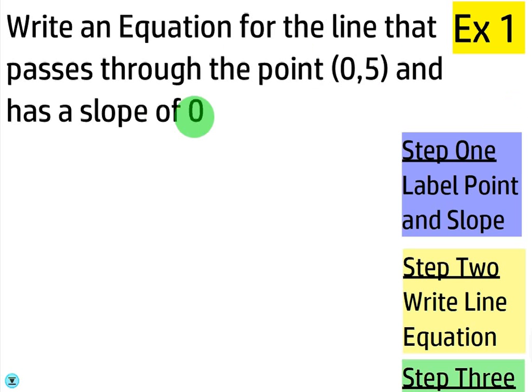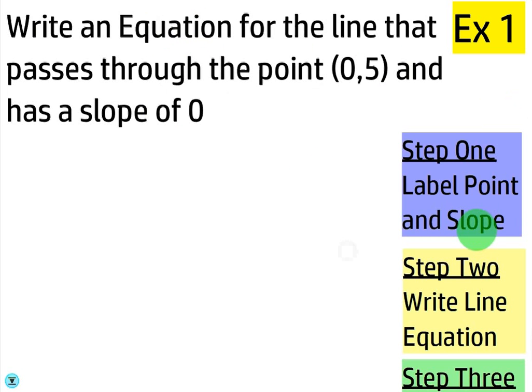Okay. But by the way, I should have said this somewhere up here. This is going to be in slope-intercept form. So y equals mx plus b, basically. We haven't talked about point-slope form yet. All right, first step's easiest. It says label the point and the slope.